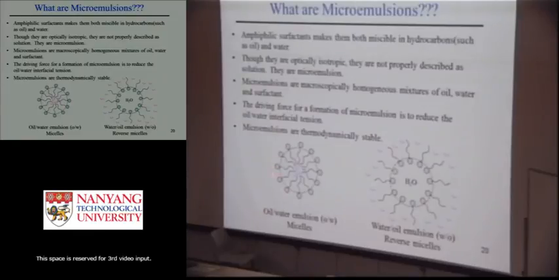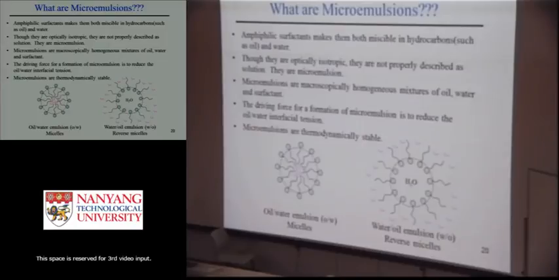So in the system, typically we have oil and water, and in between, we can put some surfactant. The surfactant we add is a so-called amphiphilic surfactant. Since the surfactant is a molecule, if it is amphiphilic, that means one side is hydrophobic and the other side is hydrophilic. That's the reason we call it amphiphilic. So this surfactant makes them mixable in both the hydrophobic liquid, let's say oil, as well as the hydrophilic one, which is water.